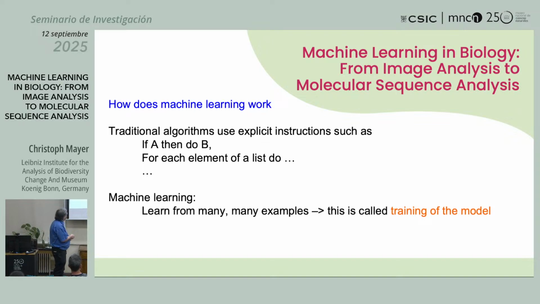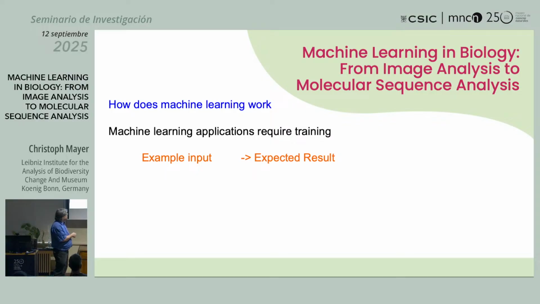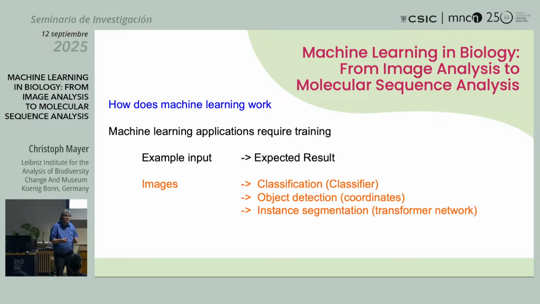And machine learning basically learns from many, many examples. You give it training data. You give it examples and the solution, and that for many, many items. That's how machine learning works. So we have example input and expected results. For example, images. We can give it a lot of images, and we give it the classification. These are cats, dogs, apples.